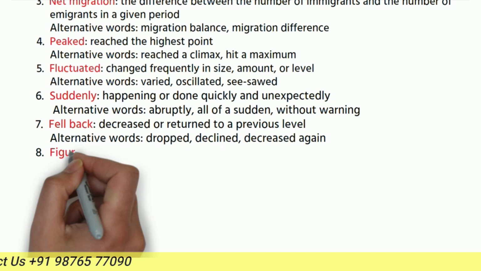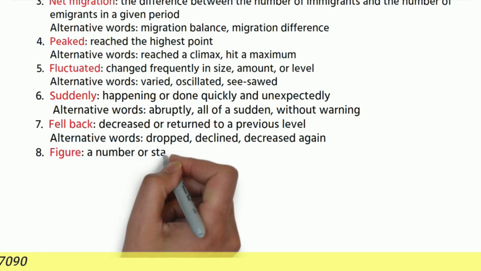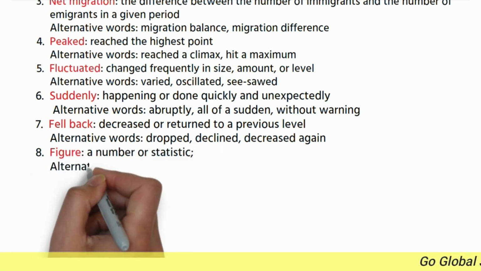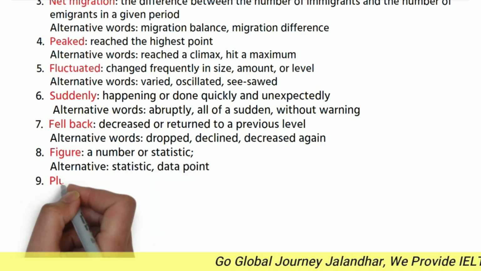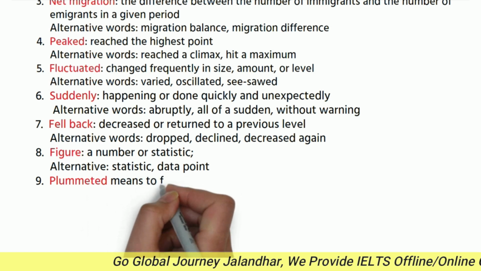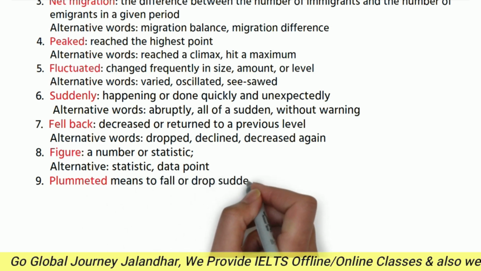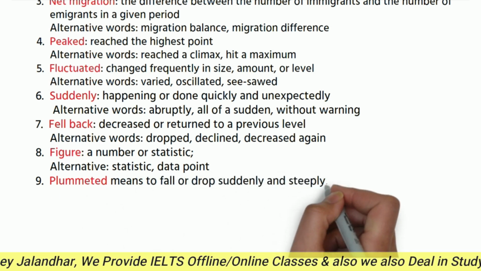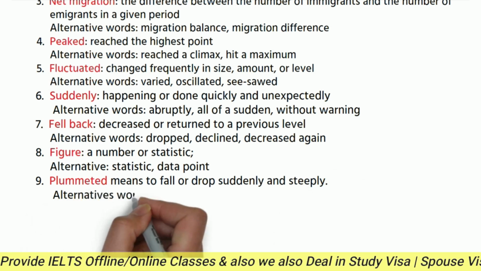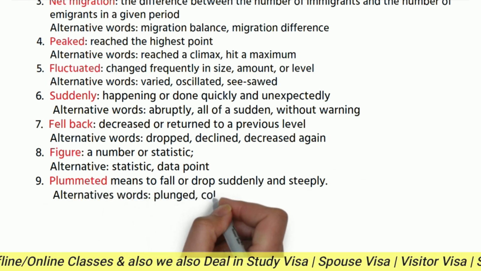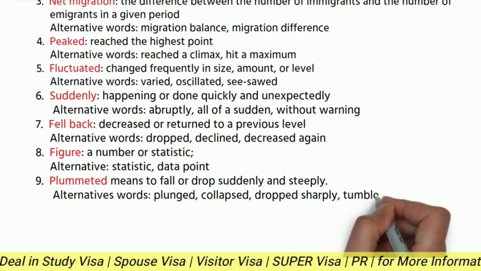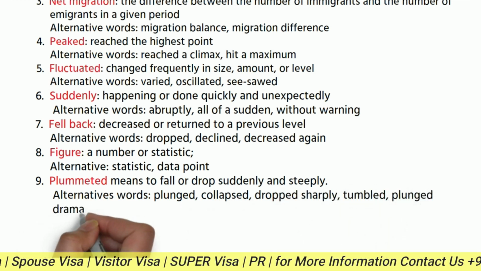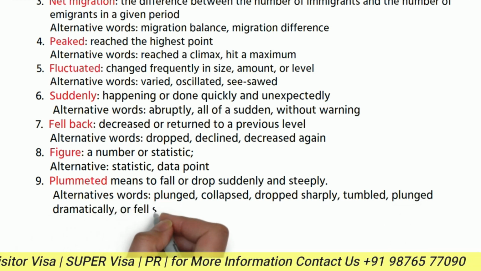Number 8. Figure. A number or statistic. Alternative: statistic, data point. Number 9. Plummeted. Means to fall or drop suddenly and steeply. Alternative words: collapsed, dropped sharply, tumbled, plunged dramatically, or fell sharply.